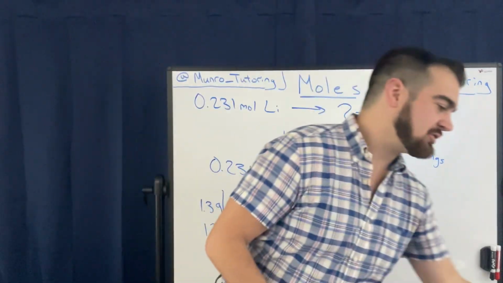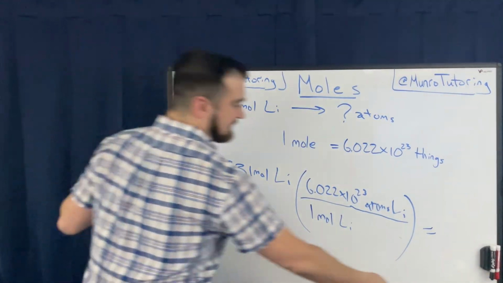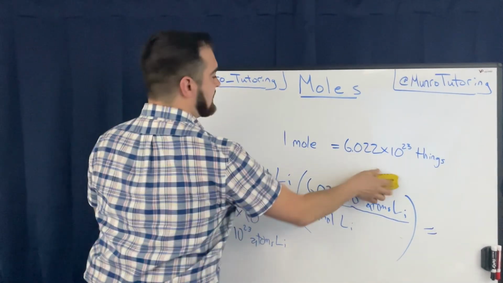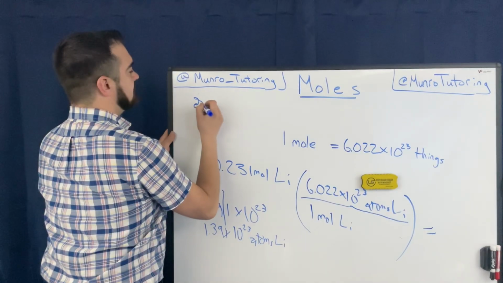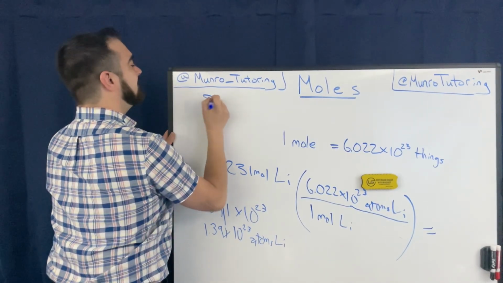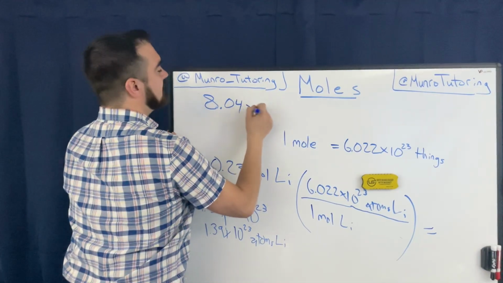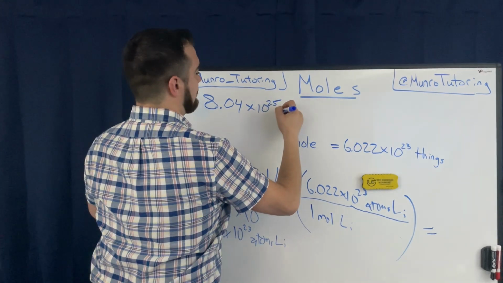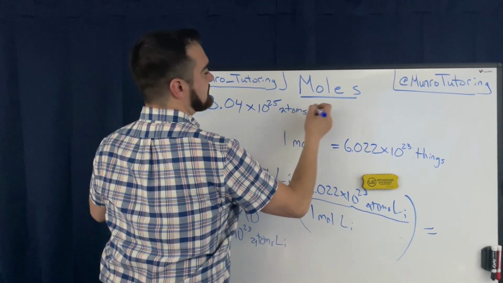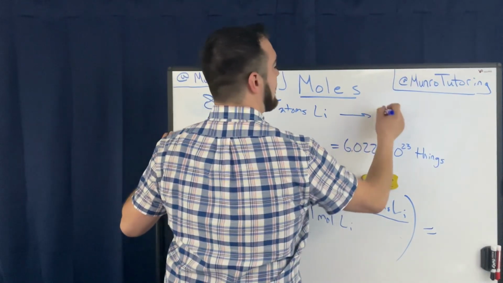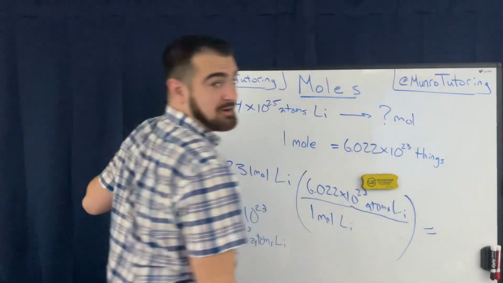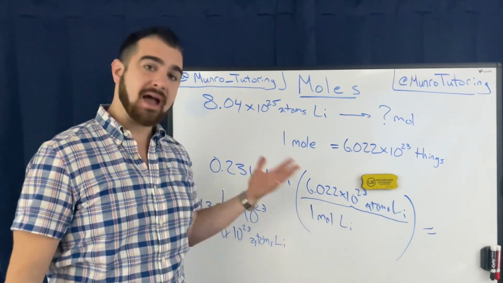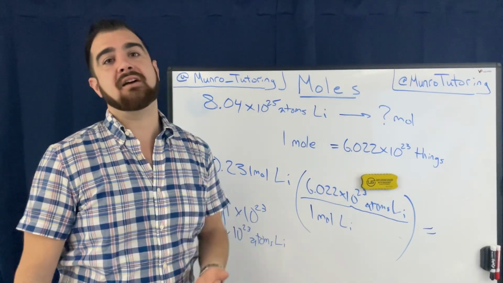So now I'm going to ask you another question, and I want you to comment the answer down below, and I'm going to have you do this in reverse. So let's say that I gave you something like 8. Wow, that is a bad 8. Let's try that again. Let's do 8.04 times 10 to the 25th atoms. And let's just keep it with lithium. And I want to know, how many moles is that? All right, guys? So comment that answer. And I'm going to be getting into conversions with mass in the next video. And so we're going to be talking about molar mass there.